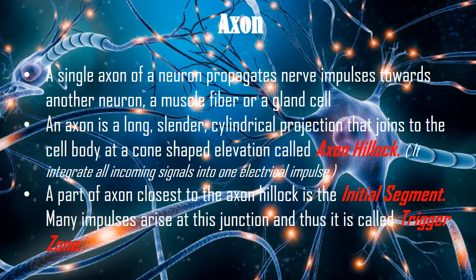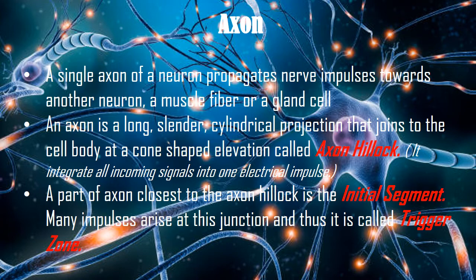Now, to the next process, axon. An axon of a neuron propagates nerve impulses towards another neuron, a muscle fiber, or a gland cell. A neuron is a long, slender, cylindrical projection that joins to the cell body at a cone-shaped elevation called axon hillock.